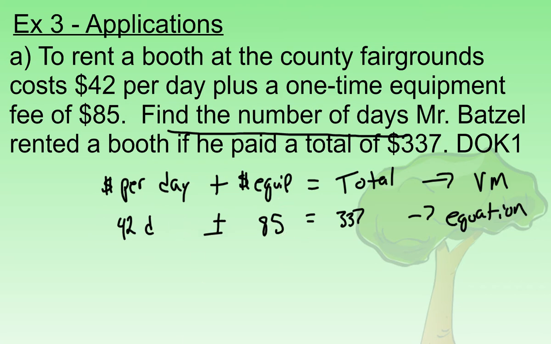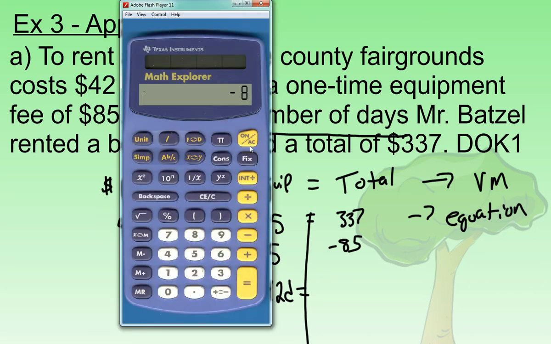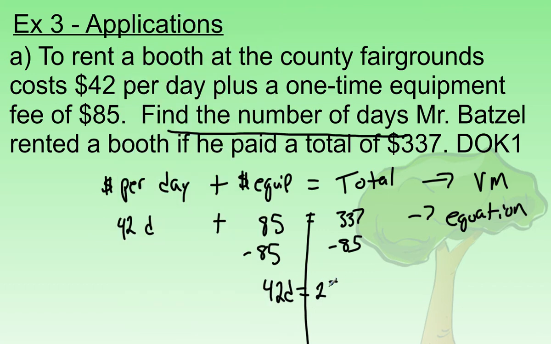There's no simplifying needed. This doesn't simplify, that doesn't simplify. So I'm just going to start solving. You get rid of the 42 last, so you get rid of this 85 first. Minus $85 on each side, giving you 42D equals, calculator says, 337 minus 85, $252.